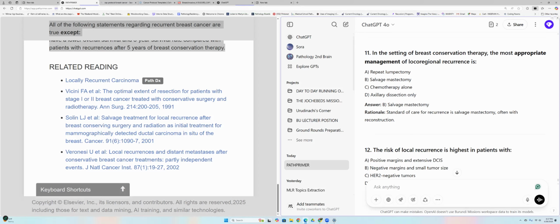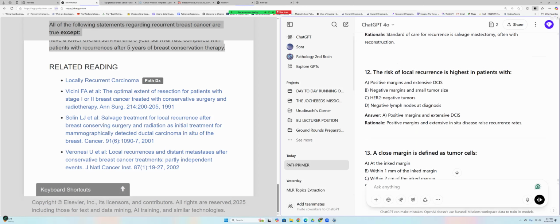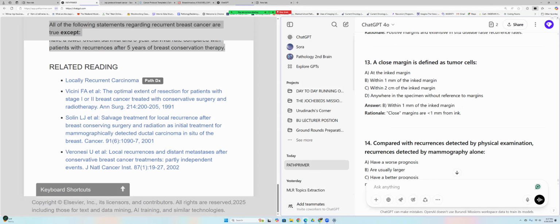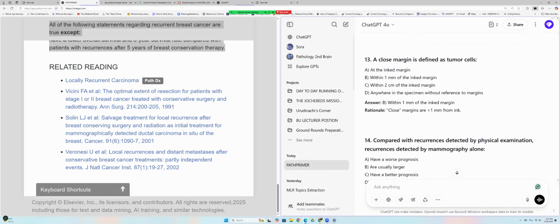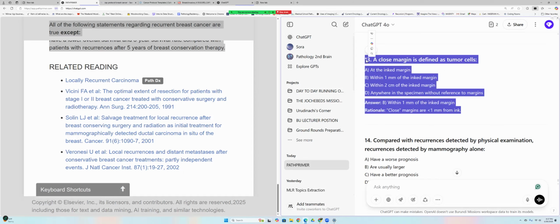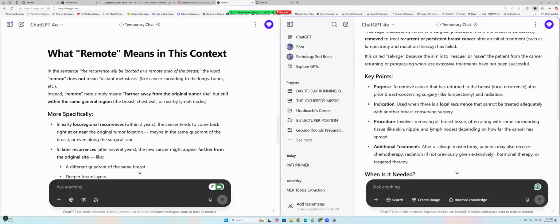The risk of local recurrence is highest in patients with positive margins and extensive disease. A close margin is defined as tumor cells within 1 millimeter of the ink margin. Tumor cells at the ink margin means the margin is positive. Less than 1 millimeter is a close margin. How do you manage a close margin?